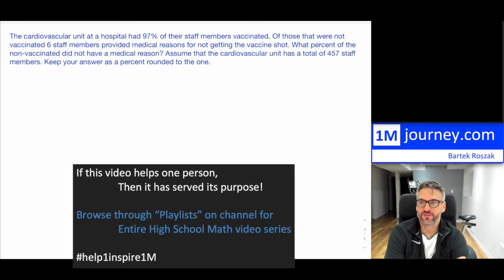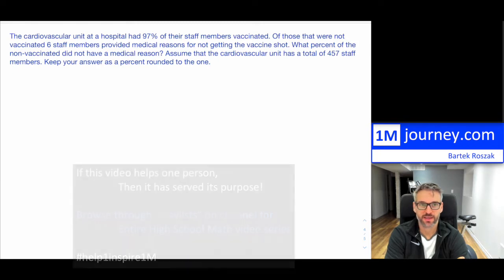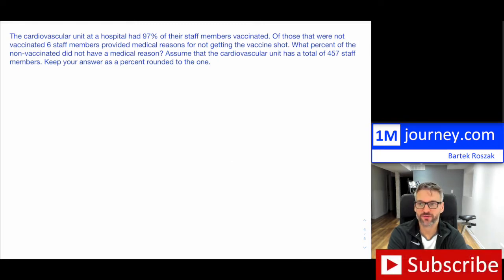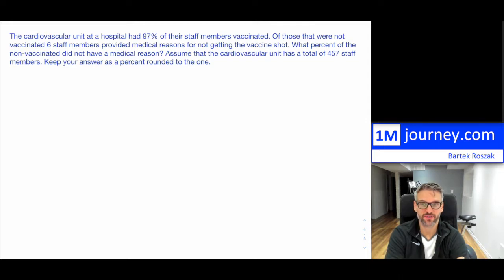So the cardiovascular unit at a hospital had 97% of their staff members vaccinated. Of those that were not vaccinated, 6 staff members provided medical reasons for not getting the vaccine shot. What percent of the non-vaccinated did not have a medical reason? All right, so let's take a look at this. Assume that the cardiovascular unit has a total of 457 staff members.